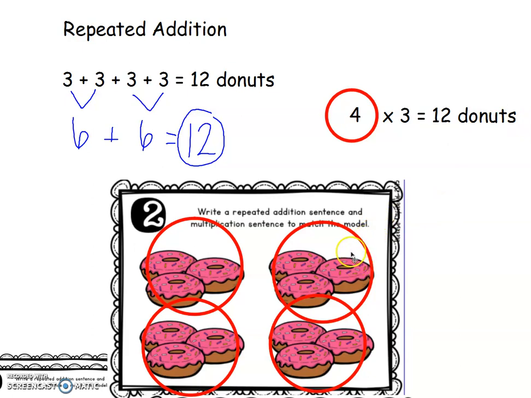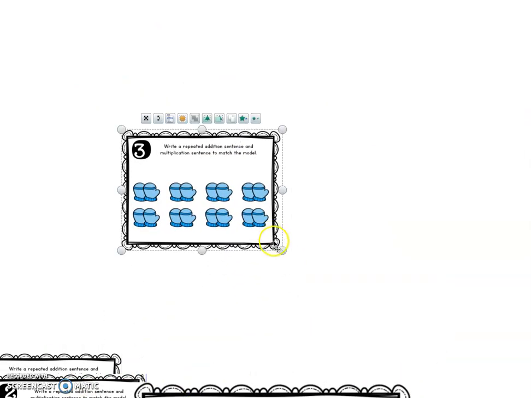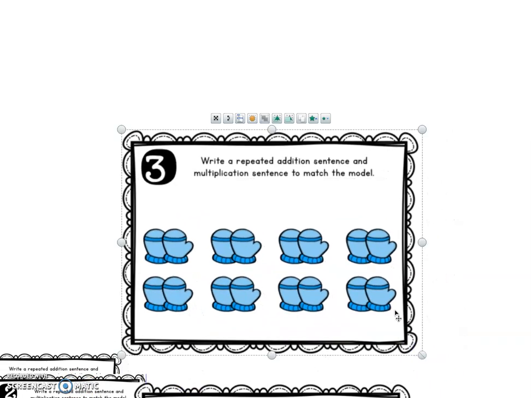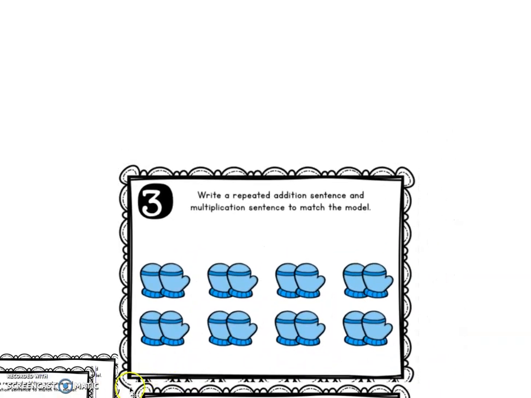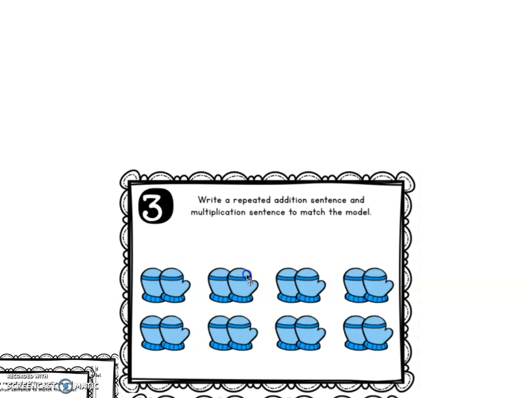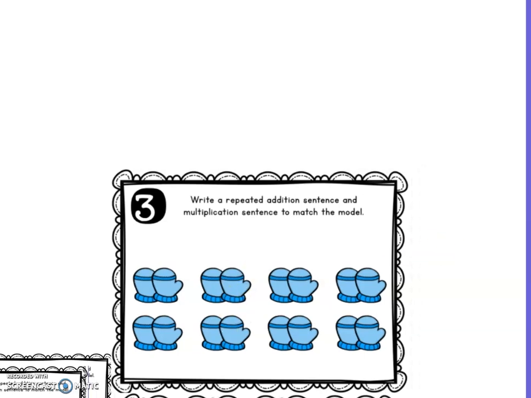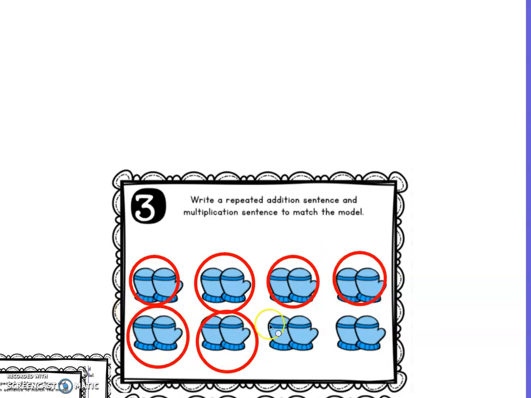How many groups of a certain number do I have? Okay. All right, let's do one more. I'll pull this one up. So we have gloves or mittens. Here we're going to look at how many groups of mittens we have. So we have 1 group, 2 groups, 3, 4, 5, 6, 7, 8.